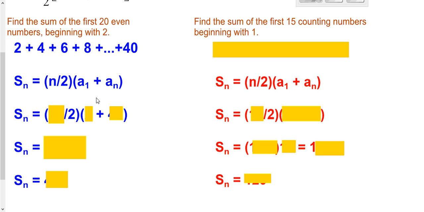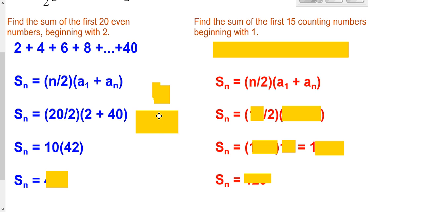So we're going to take our formula. A sub 1 is your first term, which was our 2. A sub n is your last term, which is 40. And we had said we had 20 terms here, so n is 20, the number of terms. So in other words, we get 10 times 42, and multiplying by 10 is pretty easy to do. You just add a 0.